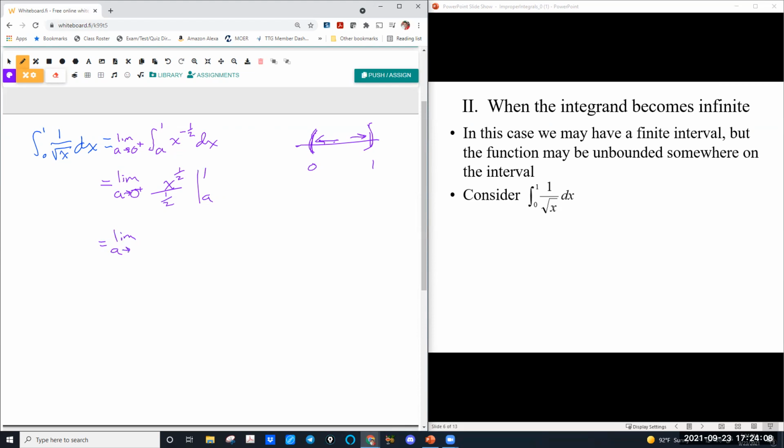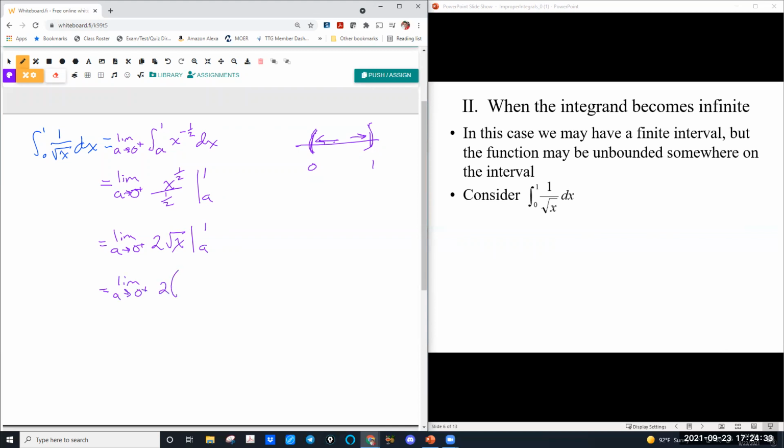Limit as A goes to 0 from the right. Dividing by a fraction, we flip and multiply. You can leave it as x to the 1/2 or write it as square root of x. We're going to get the same answer either way. All right. Now, plug in, and then our last step will be to evaluate the limits, see what happens.